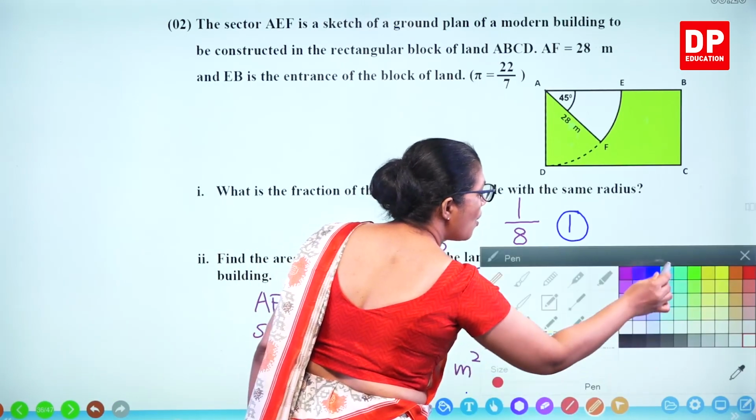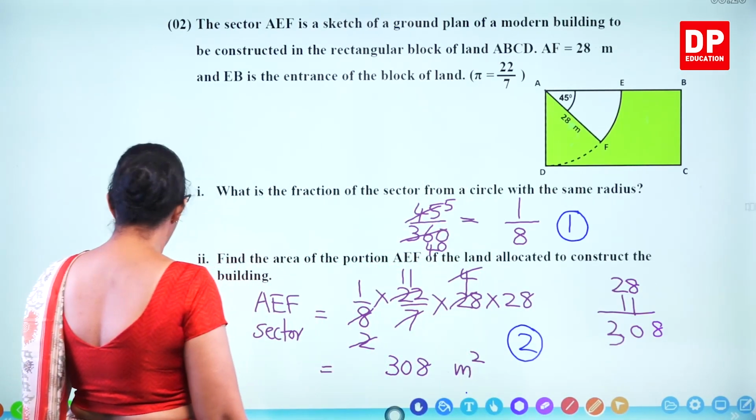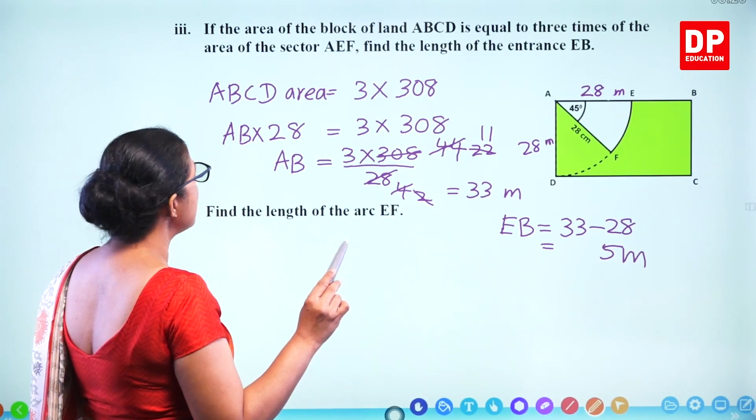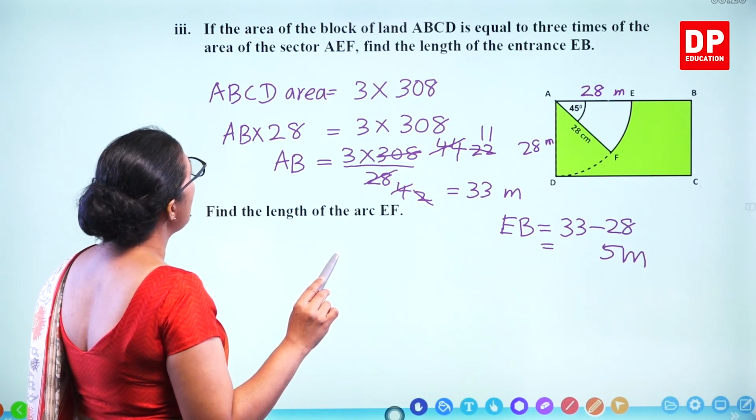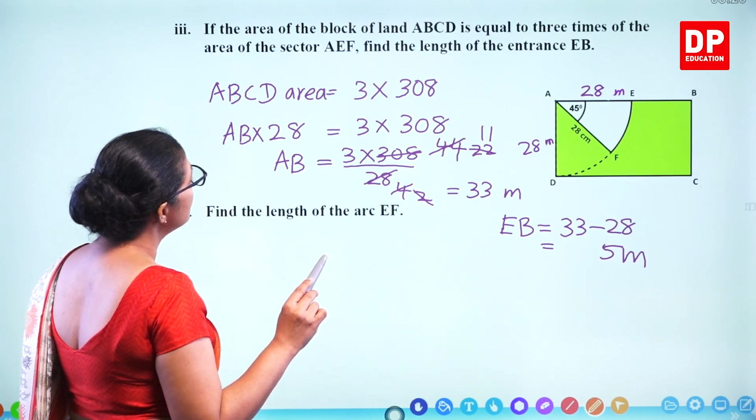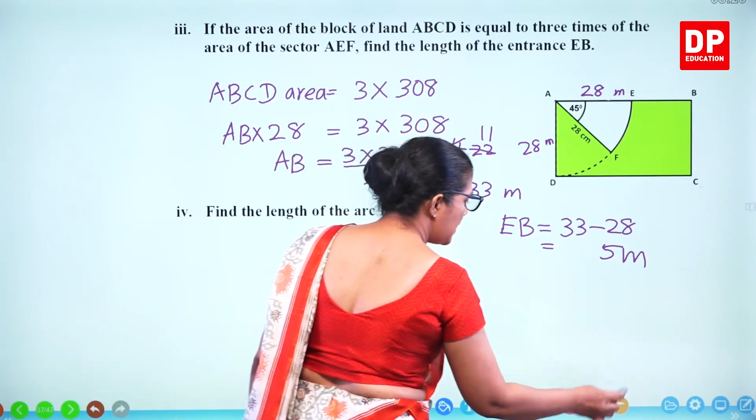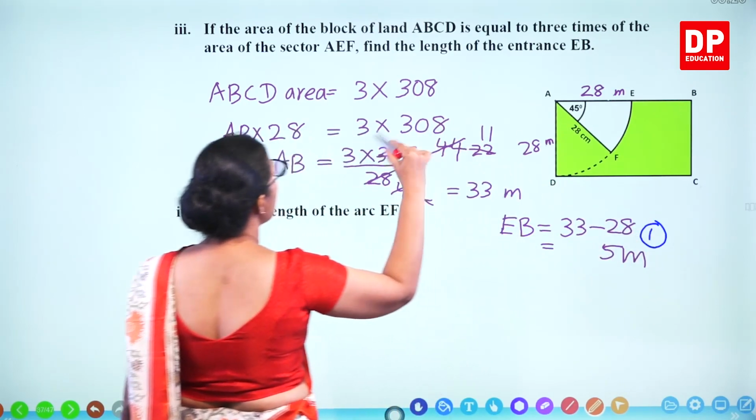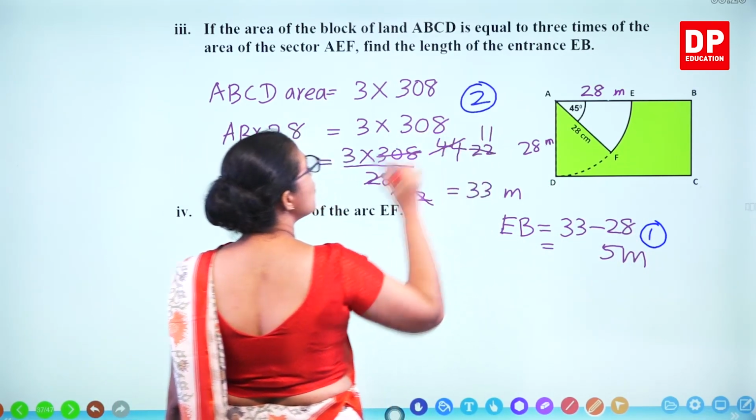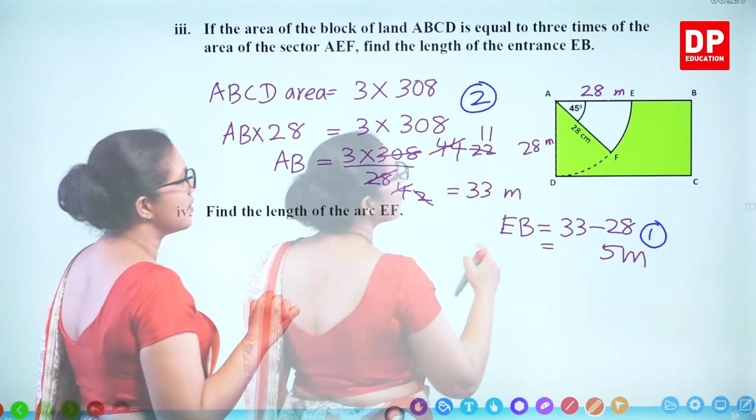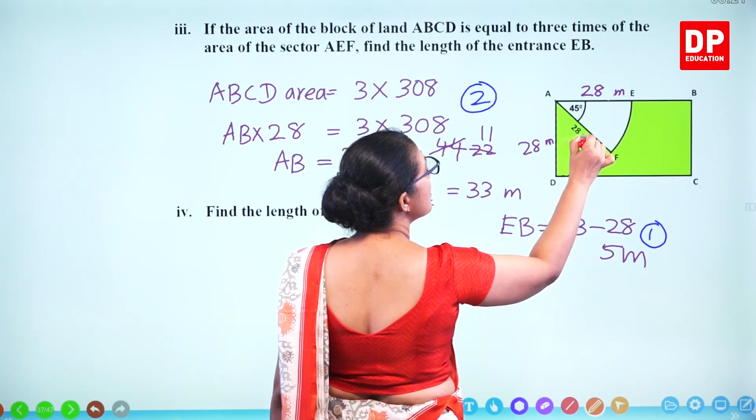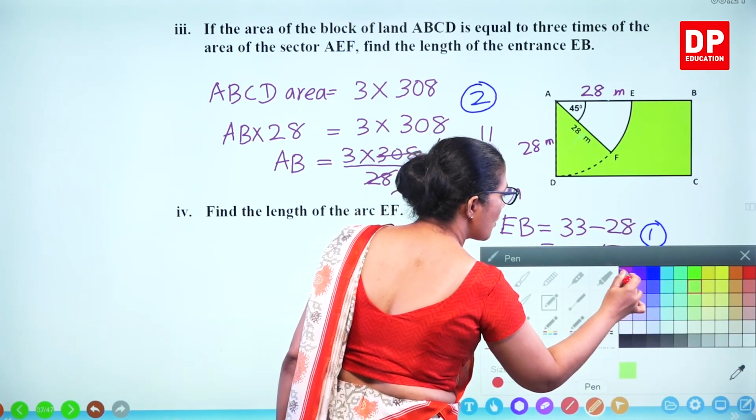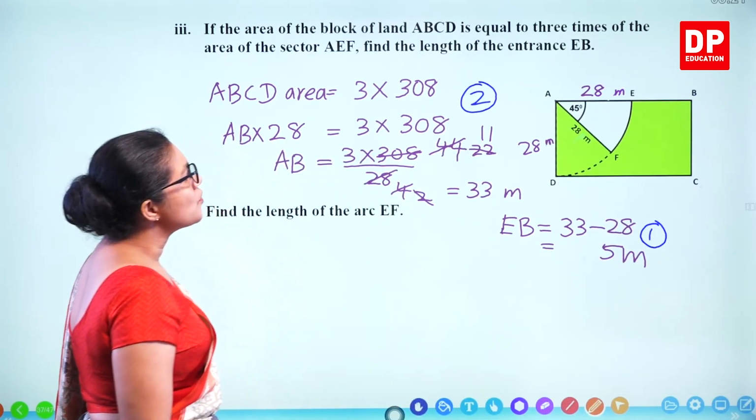So how do you give marks for that part? So that's 5 meters is the entrance. We can give 3 marks for this. The difference is 1 mark, and calculating this one, 2 marks. So 3 marks for that part. Here, this is also in meters, so this part also we have to change. Okay, now we'll do the next one.